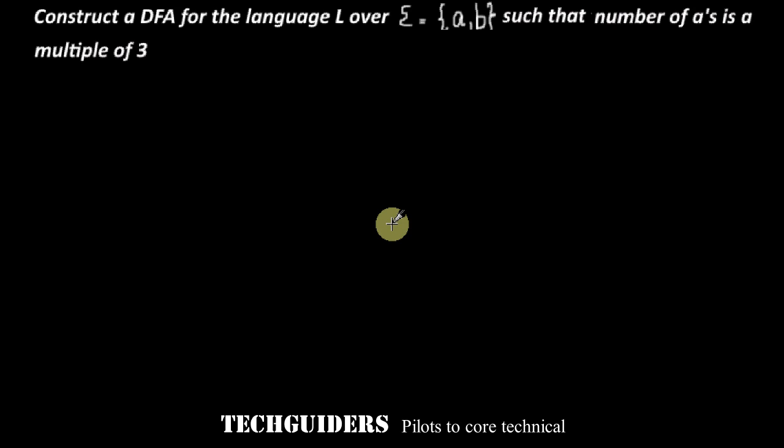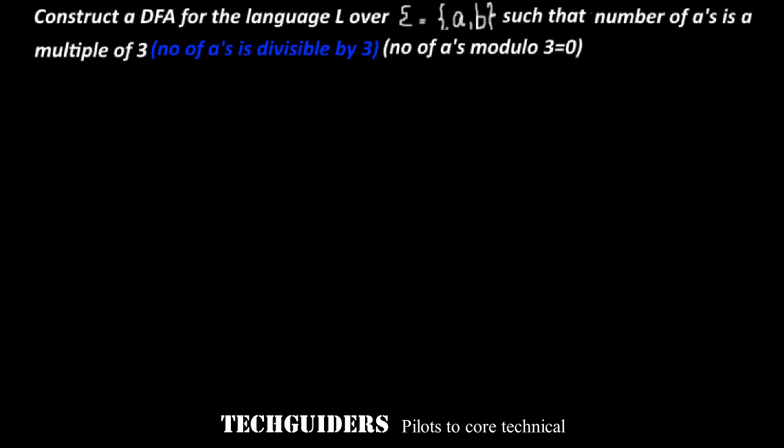We shall extend the previous question. Construct a DFA for the language L over sigma with A and B such that the number of A's is a multiple of 3. Or we can say the number of A's is divisible by 3, or number of A's modulus 3 equals 0.